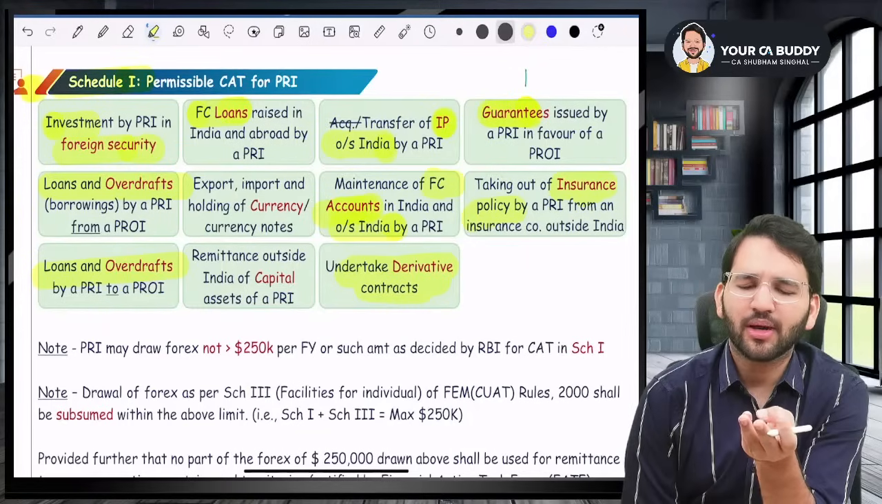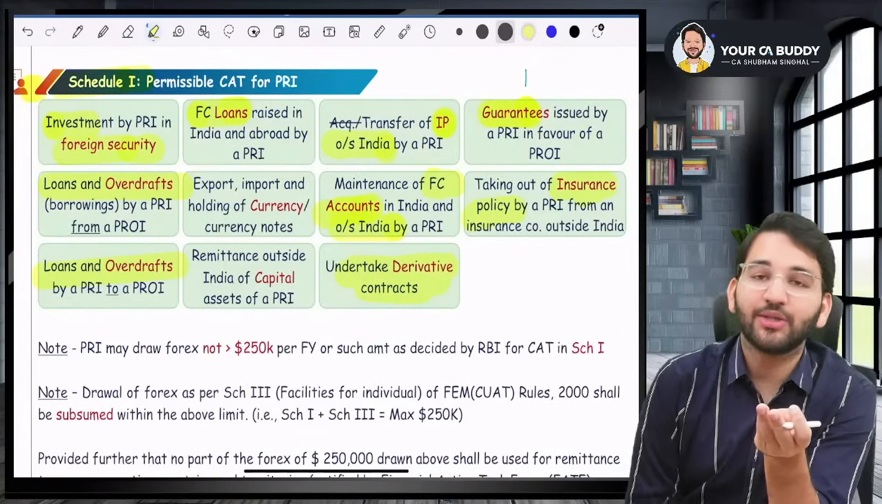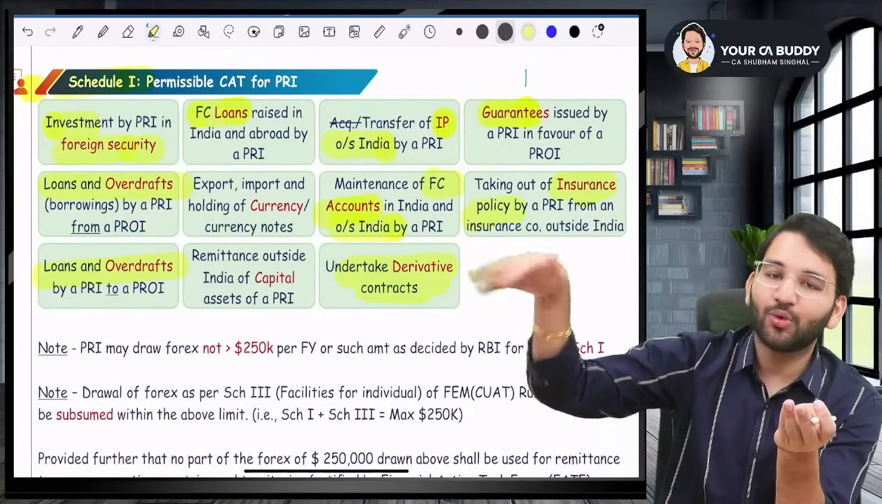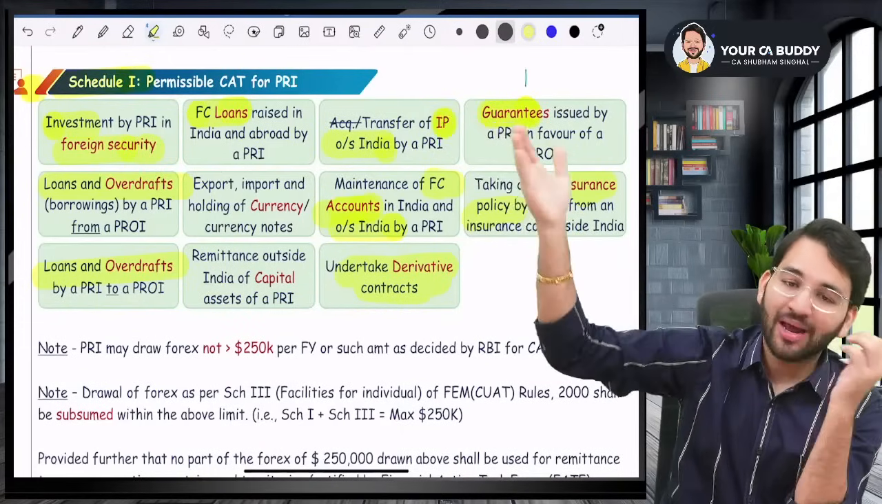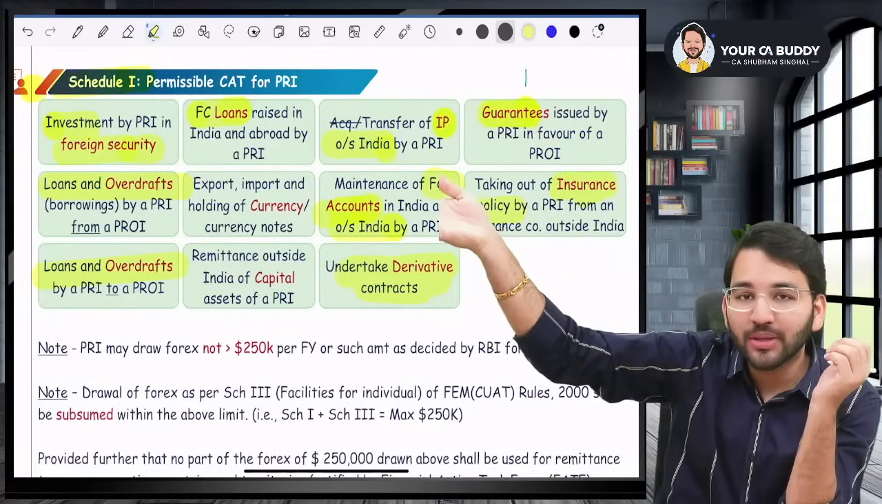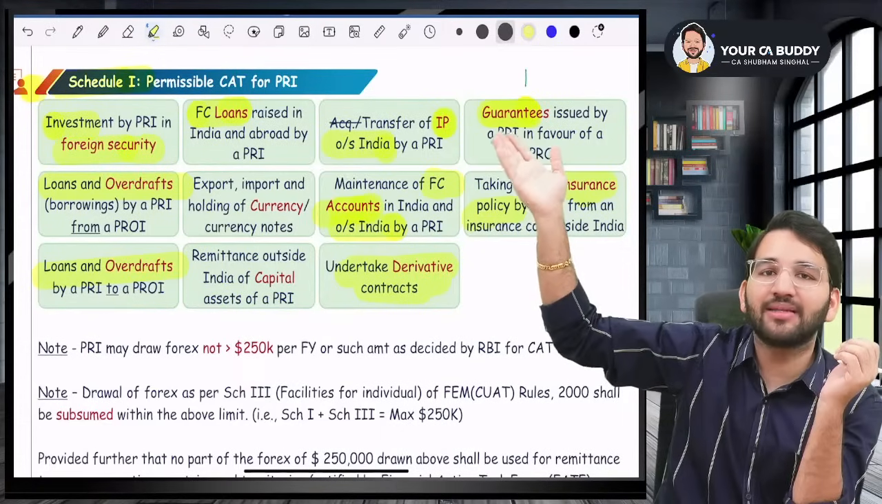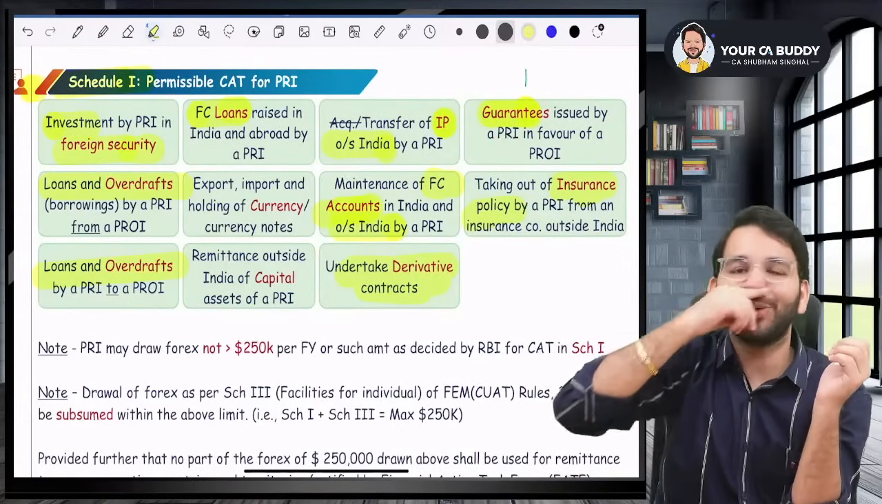You can invest in foreign companies. You can invest in securities. You can invest in derivatives. You can invest in immovable property. You can have a foreign currency account. You can give loans. You can take loans. You can give guarantees. You can take insurance policies. You can do these things.